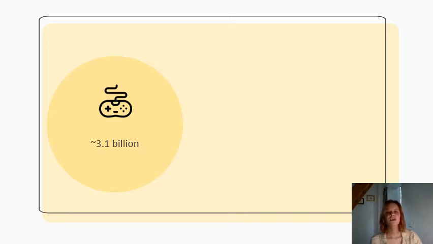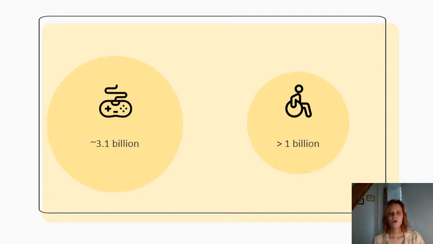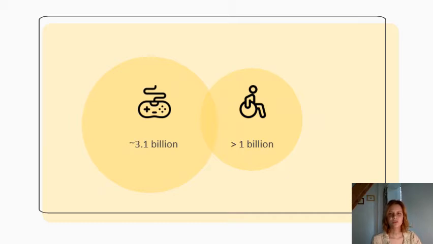I will start with a little introduction. In 2020, around 3.1 billion people played video games worldwide. That is 40% of the world population. And on the other side, 15% of the world population has some form of disability. That is over 1 billion people. So it's not surprising that these sums overlap, and there are more and more people who want to play video games but are excluded from it because of the game not being accessible and having barriers they can't overcome.